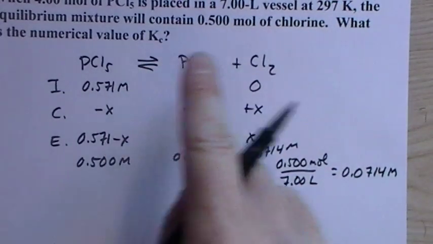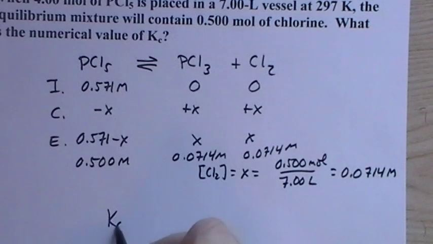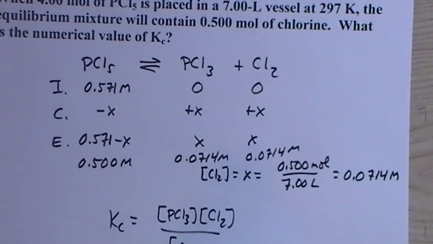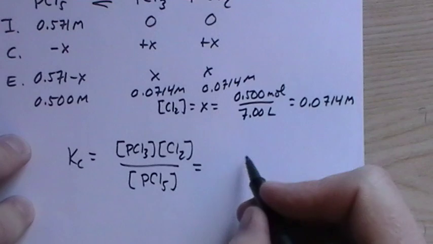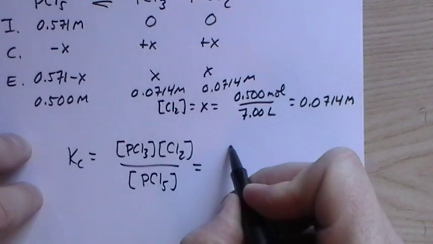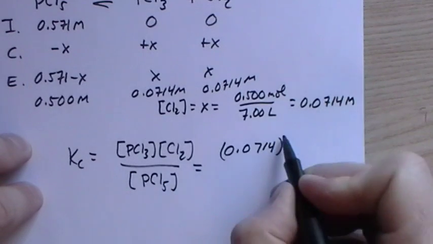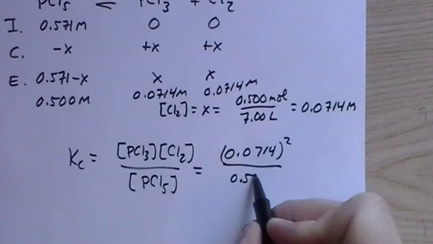And I just want to read the problem through real quick here. Now, Kc for this reaction is the concentration of PCl3 raised to the first power times concentration of chlorine raised to the first power divided by the concentration of PCl5 raised to the first power. And we put our values in. So we have just the numbers. So 0.0714. We have to be in terms of moles per liter. But after that, we forget about the units.